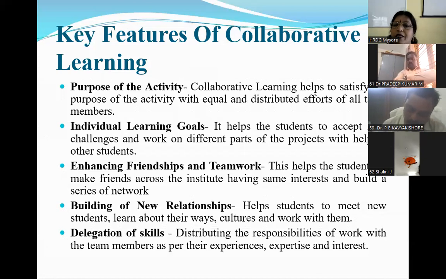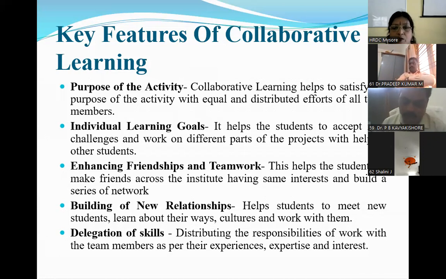Enhancing friendships and teamwork. This helps the students to make friends across the institute having the same interests and build a network. So they learn to be together. So we know when they work in teams, a lot of values they learn. So team spirit, then friendship, leadership, coordination, cooperation, all such values are built in the students.